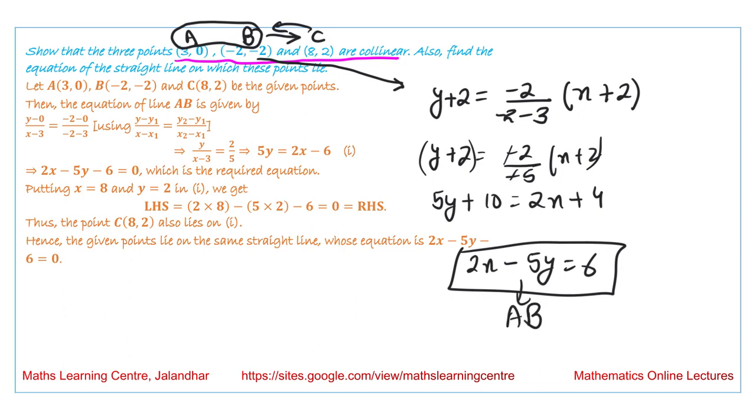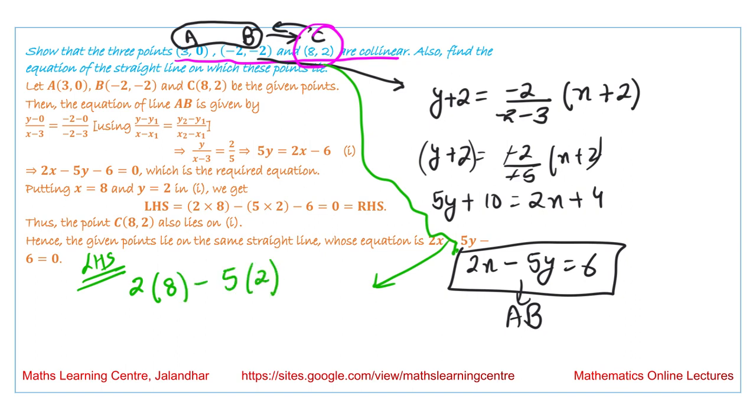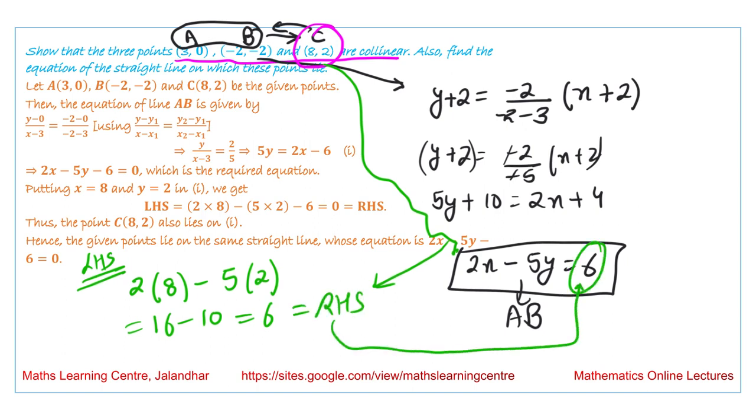Now we check whether this point C lies on it. We are talking about LHS, it is 2 into 8 minus 5 into 2. The answer we have is 16 minus 10 is equal to 6, that is equal to RHS over here. So we are saying that this point 8 comma minus 2 satisfies this equation. It means all these 3 points lie on a line, that is, they are collinear. And this is the equation of the straight line on which these 3 lie.